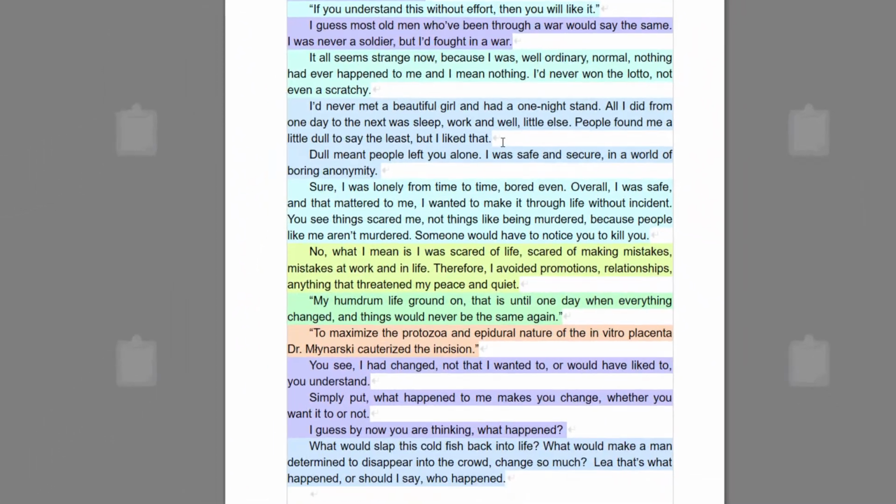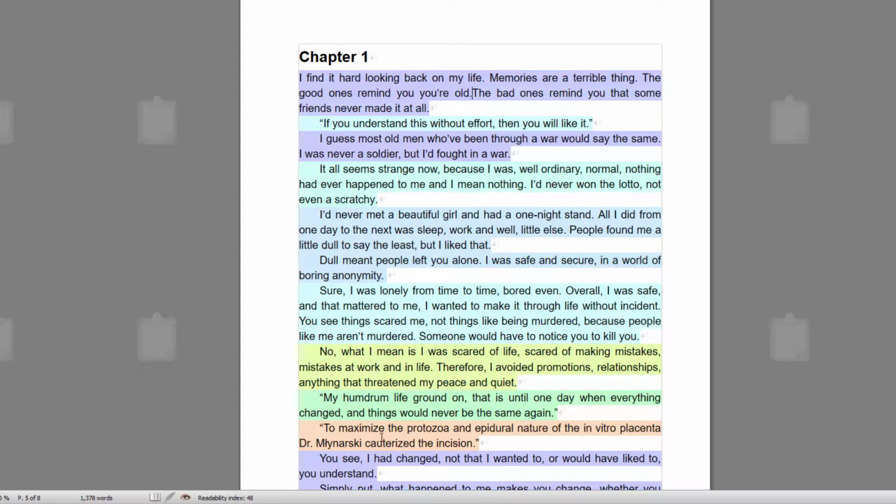So what do these colours mean? Well, the redder the colour, or the closer to the red end of the spectrum, the harder it is to read, or the lower the readability index. The closer to this colour, which is sort of a bluey purple, I think, the higher the readability index, or the easier to read. Okay, so as you hover over each one of these paragraphs, it will tell you the readability index for each of them.